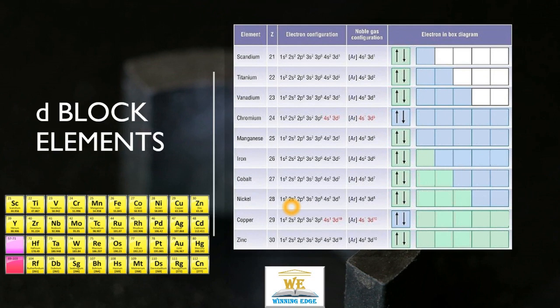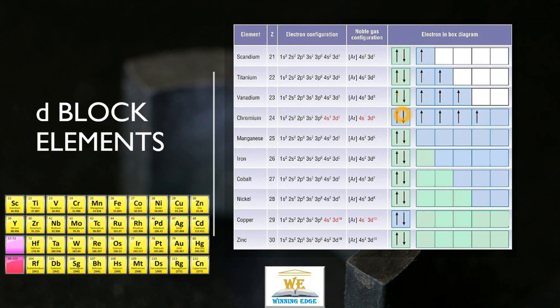Let's take the first 3d series. This is a 3d period element, the first D block series. At the 21st element, scandium, the first electron goes to the d orbital. In titanium, 2 electrons go into the 3d orbitals. In vanadium, 3 electrons fill it up. And in chromium, we would have 4 unpaired electrons, and 2 4s electrons.